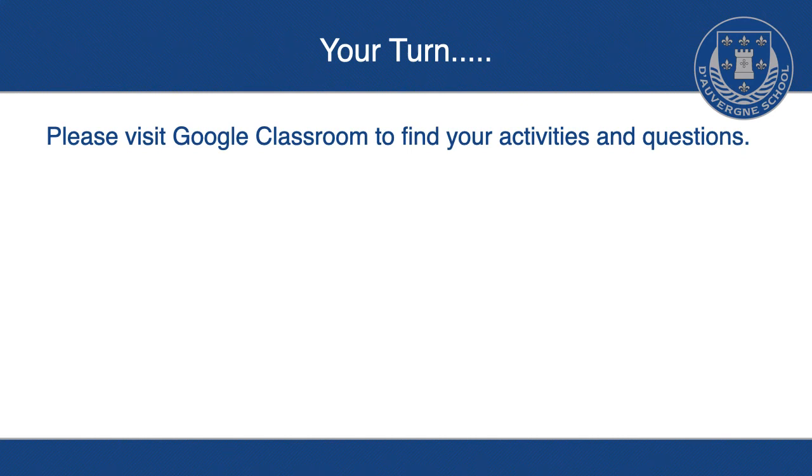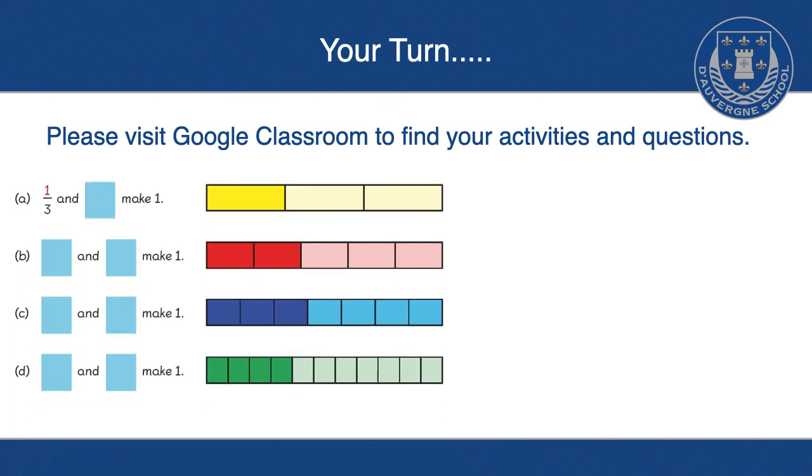And then finally, it's your turn. So if you go to Google Classroom, have a look at those activities and questions. Again, do it in your red book. You've got lots of space to draw, but the best way to have a little practice as well is to cut out some slips of paper, and then you can fold them in half, fold them in thirds.